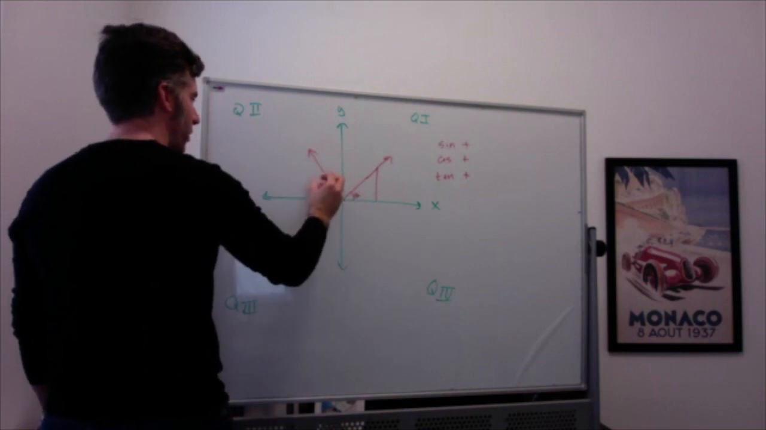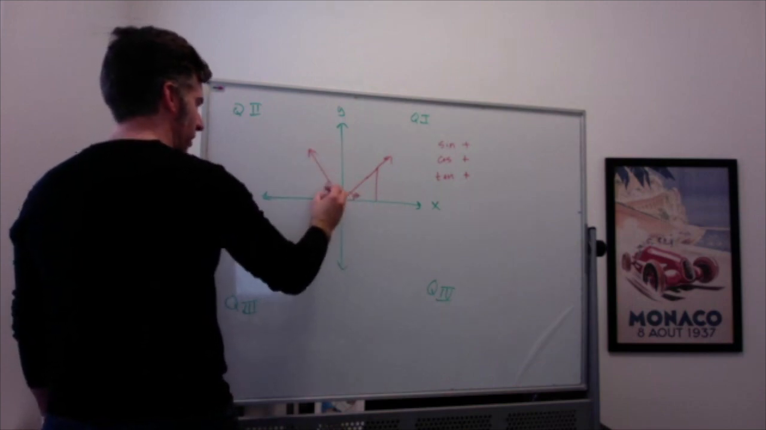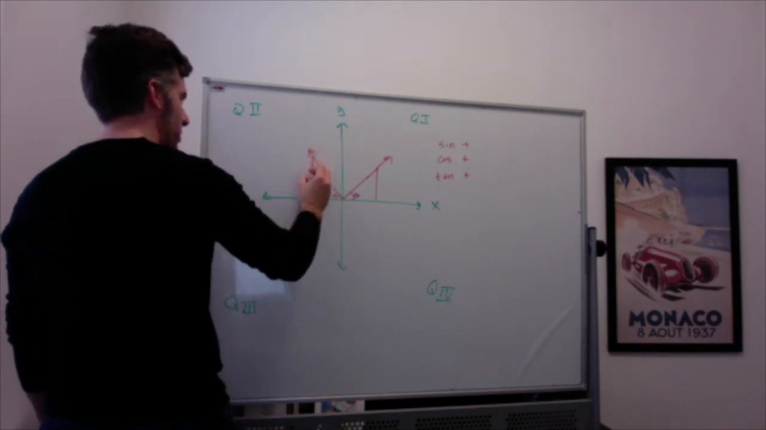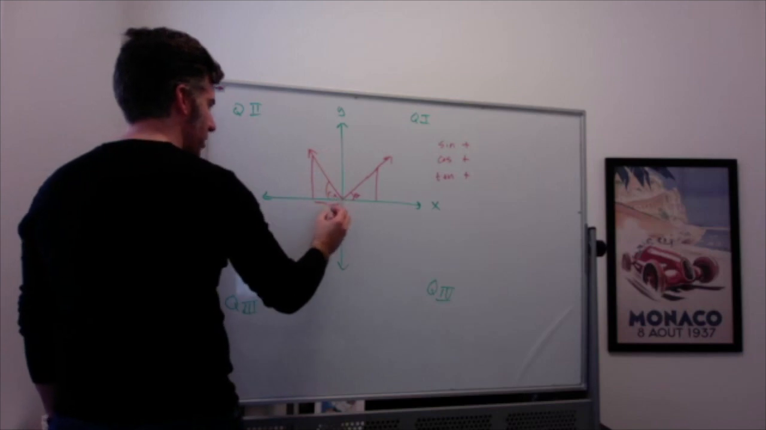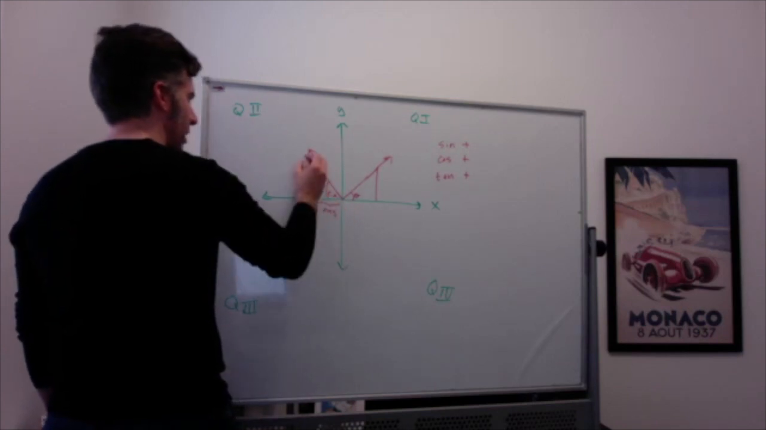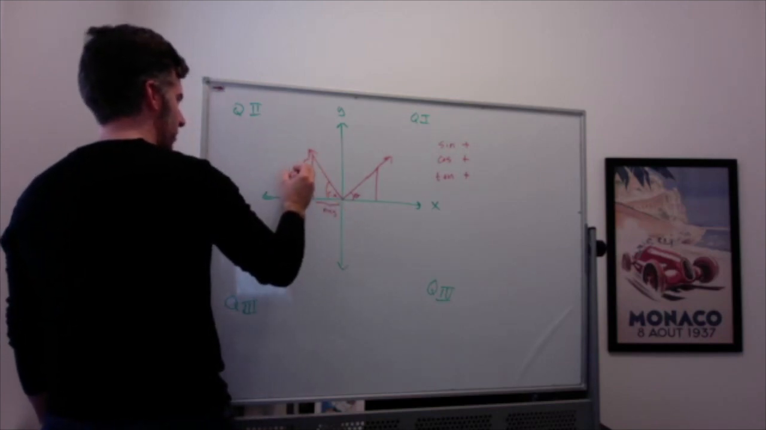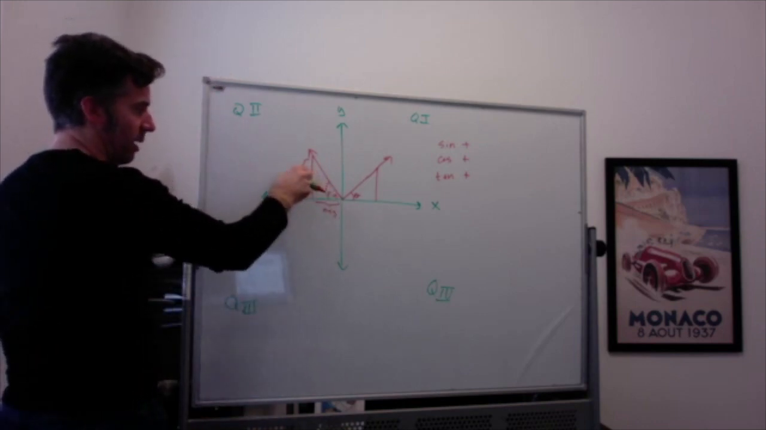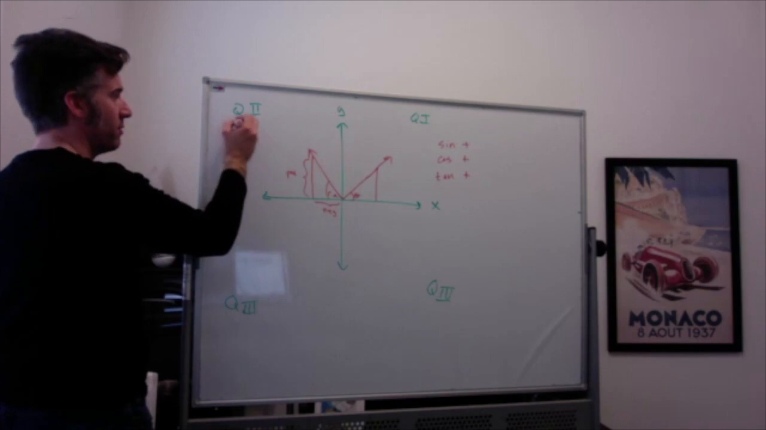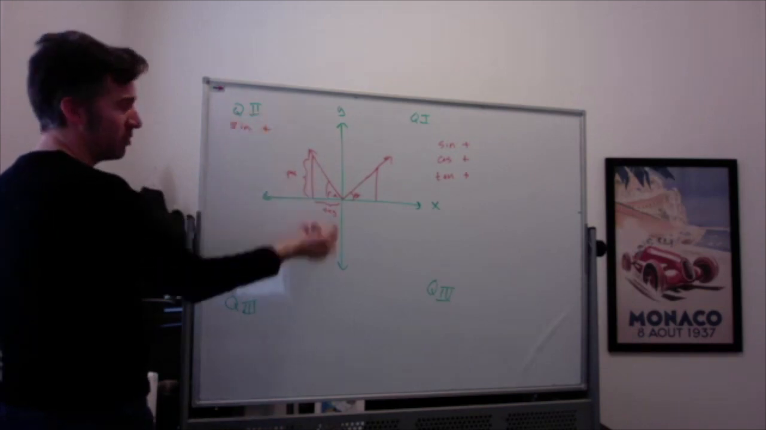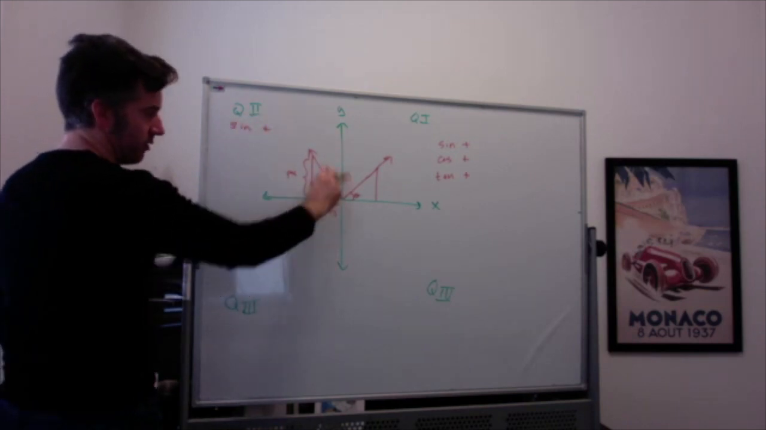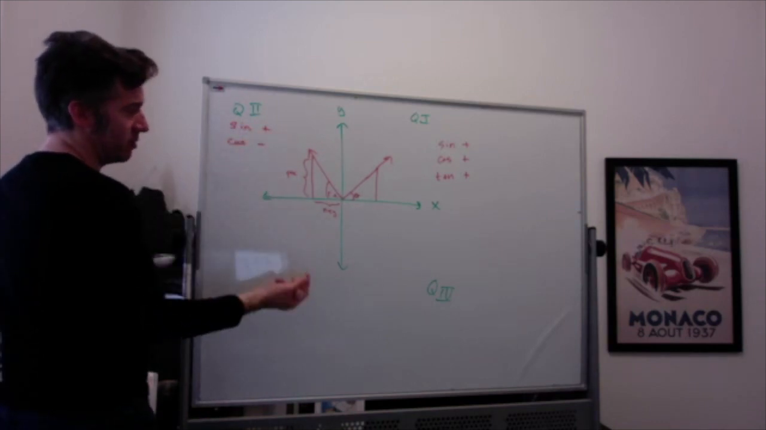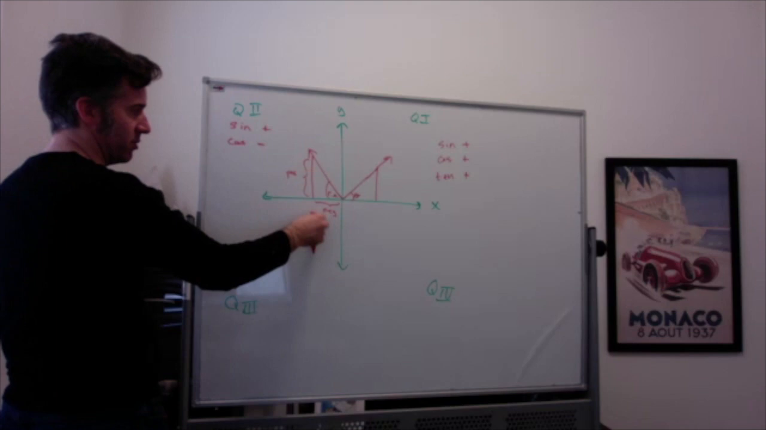Okay, now over here in quadrant 2, if I draw a triangle in quadrant 2, and this is my reference angle, if I drop this perpendicular, this side now is negative, and this side is positive. So sine will be positive because it's opposite over hypotenuse, which is positive. But cosine will be negative because it's adjacent over hypotenuse, which is a negative over a positive. And tangent will be negative because it's opposite over adjacent, which is a positive over a negative.